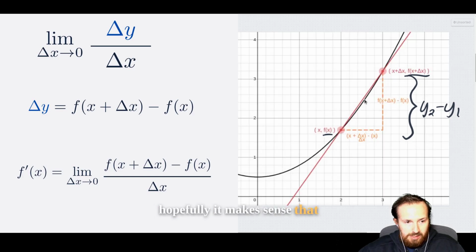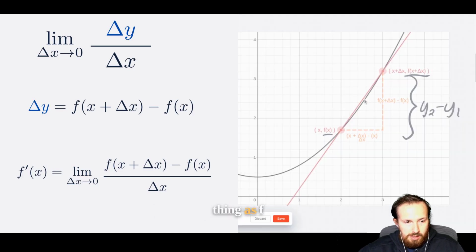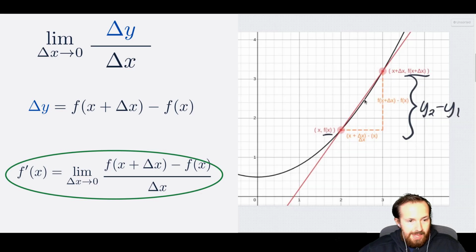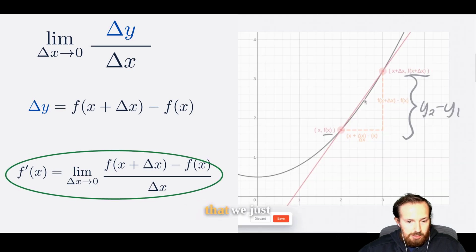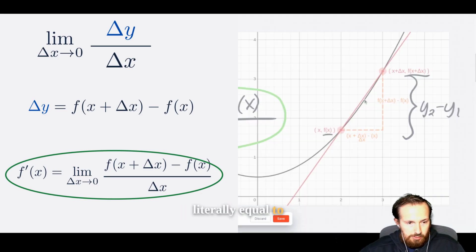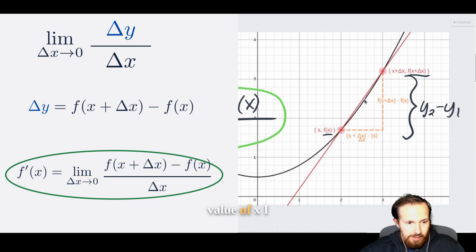So hopefully it makes sense that we can rewrite this thing as f of x plus delta x minus f of x. That's really just delta y still, all over delta x. So there we go. And this expression here that we just came up with, this is what the derivative is at f of x. So this whole thing, if you want to think of it like this, is literally equal to f prime at a certain value of x, the derivative of f at a certain value of x.